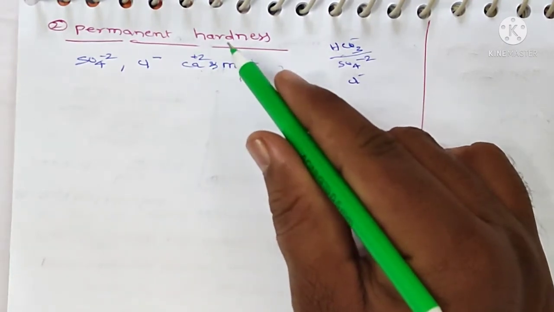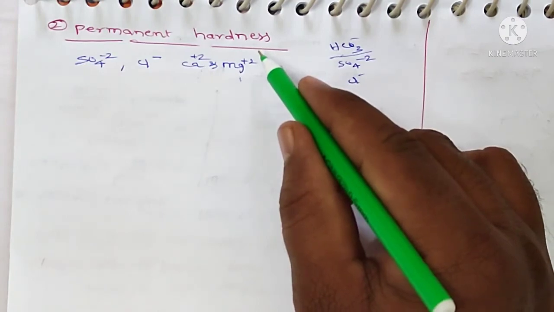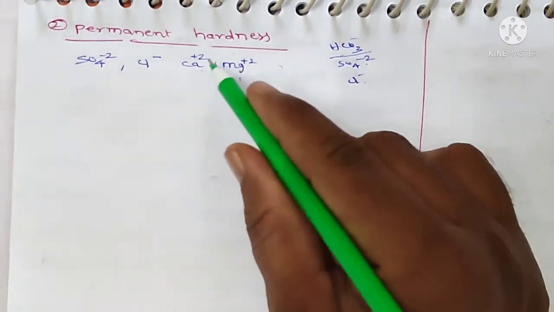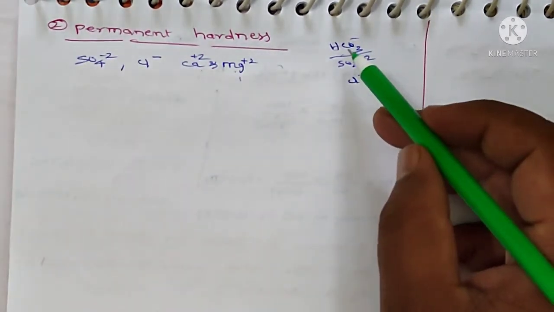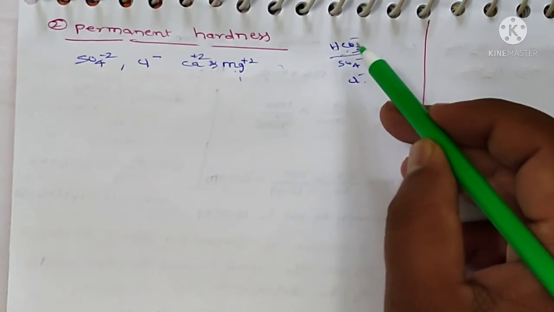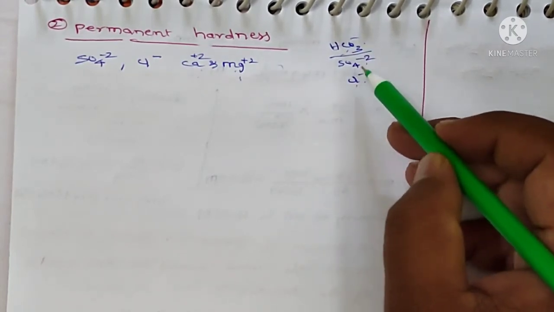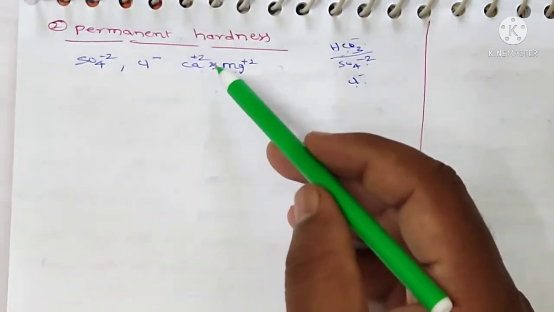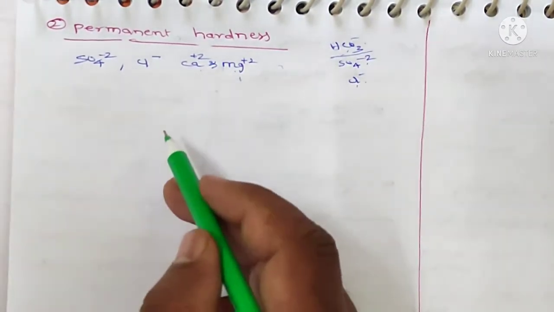And now the permanent hardness. The permanent hardness is due to the presence of sulfates, chlorides of calcium and magnesium salts. Means bicarbonates will give the temporary hardness and sulfates, chlorides will give the permanent hardness. And this permanent hardness is removed by 4 methods.